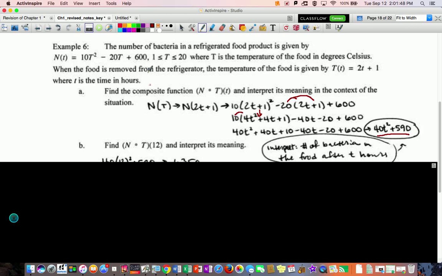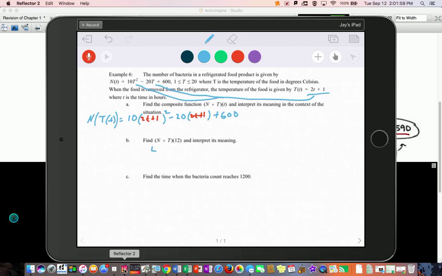Now for the next example, we're supposed to put 12 in there. So 40t squared plus 590. And now if I put 12 in there, go ahead and go to your calculator and type that in. So 40 with the 12 in parentheses and square your parentheses plus the 590, we get something like 6,350.